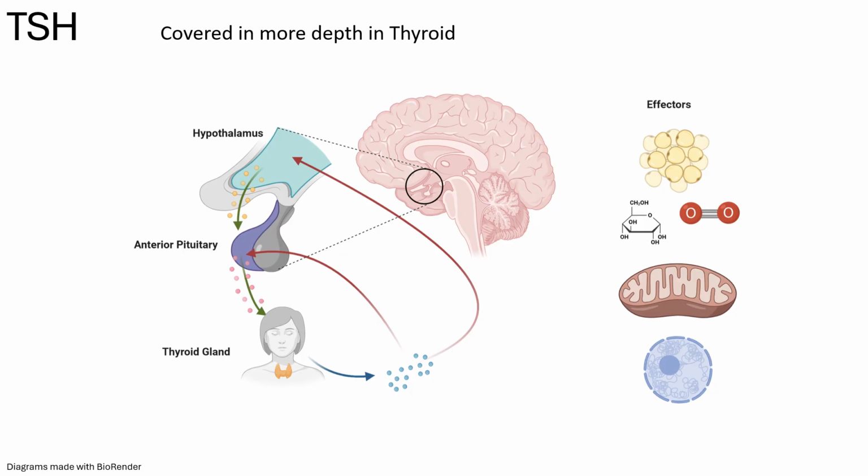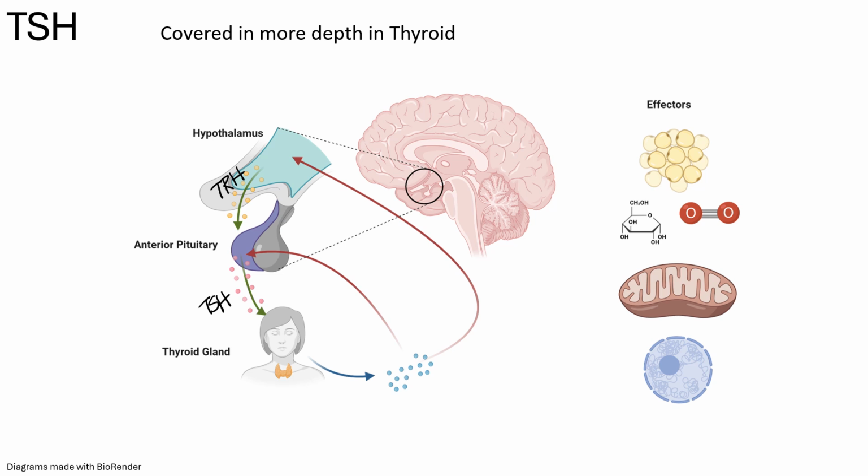Thyroid stimulating hormone, which is also called TSH, can also be called thyrotropin. It's produced by the anterior pituitary gland, and it acts upon the follicular cells in the thyroid gland, not the C cells, but the follicular cells. TSH is released in response to TRH from the hypothalamus. And TRH, the thyrotropin releasing hormone from the hypothalamus, stimulates the thyrotrophs of the anterior pituitary gland.